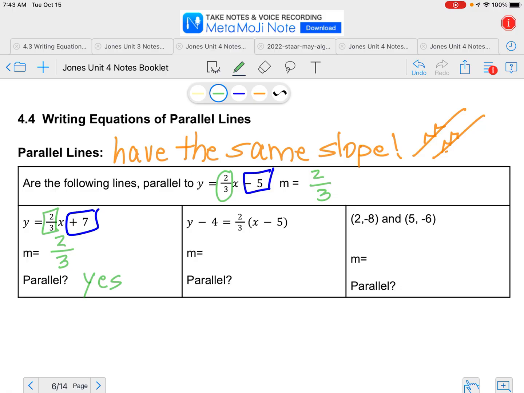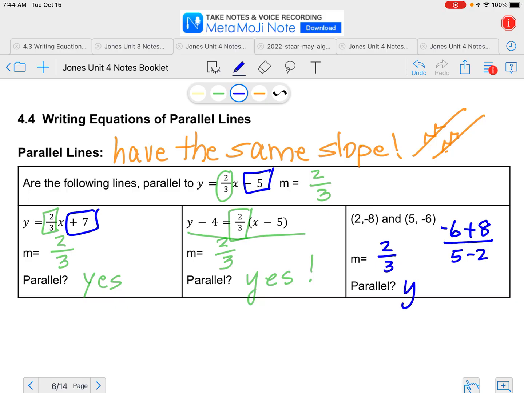Then on the next one, this is point-slope form, therefore that is the slope. I don't have to rewrite it in slope-intercept form because I can find the slope right there. It's 2/3, it's the same, yes, they're parallel. The next one, I'm going to have to find the slope by using my slope formula, which I've used a lot, I should be really good at. -6 plus 8 over 5 minus 2. So that's 2 over 3. Are they parallel? Yes.